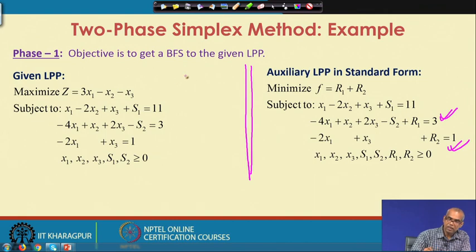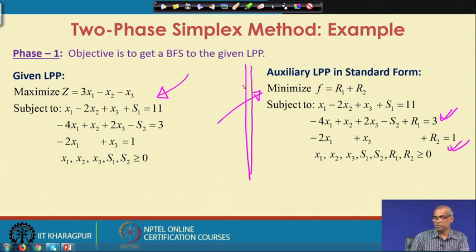While in the given linear programming problem the objective function is maximize z equal to 3x1 minus x2 minus x3, in case of the auxiliary linear programming problem, I consider the objective function as minimize f equal to R1 plus R2. So, I minimize the sum of artificial variables.